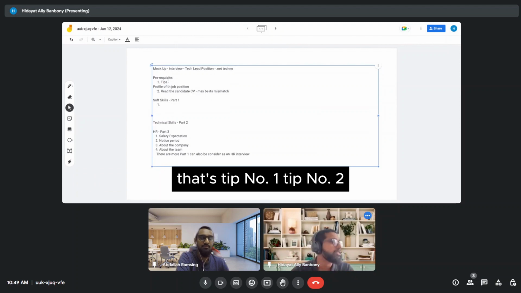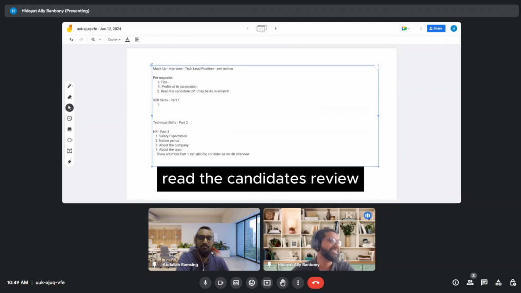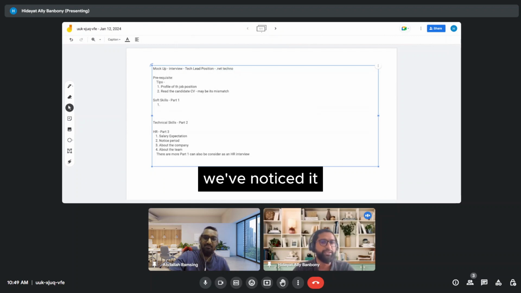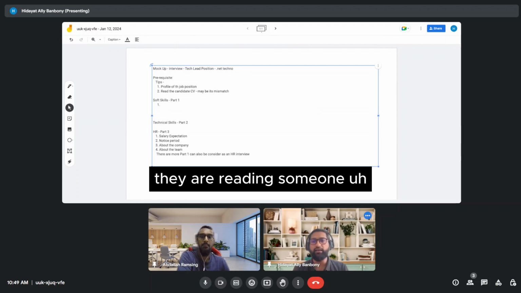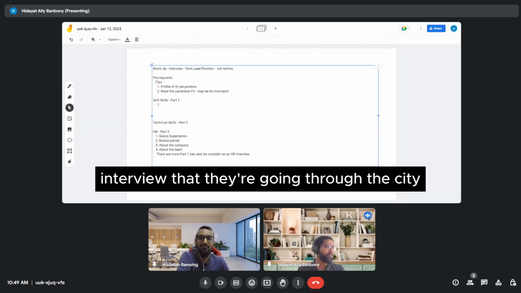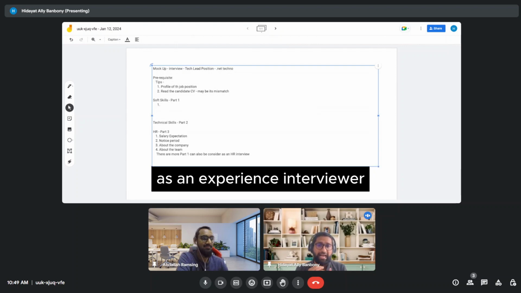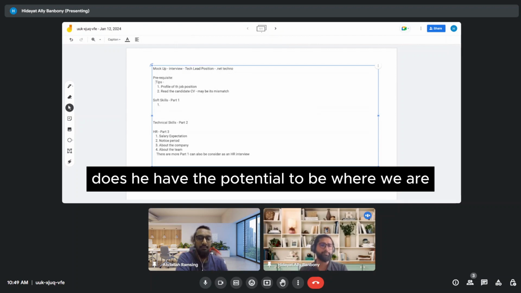That's tip number one. Tip number two, you would see something called read the candidate's CV. I myself have been in multiple interviews where we've noticed the interviewer, in the interview itself, is going through the CV. And I feel sometimes it's kind of wasting time. Why? Because once you go through someone's CV as an experienced interviewer, you should be able to know if he is matching, and does he have the potential to be well?